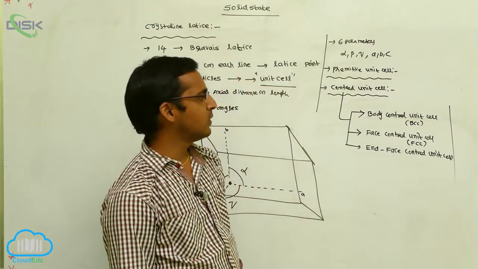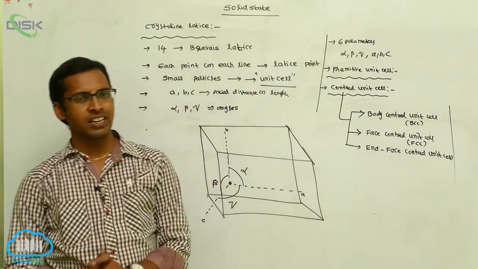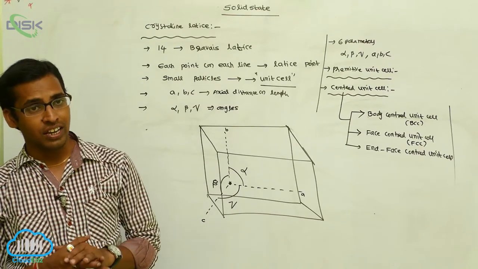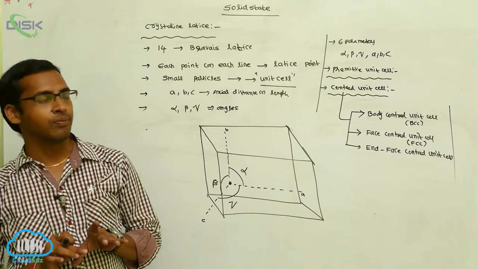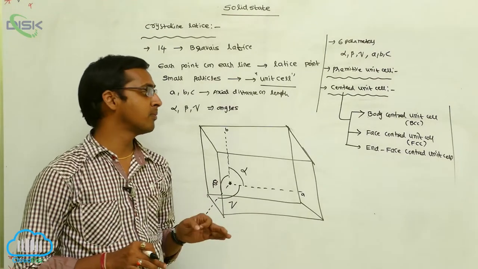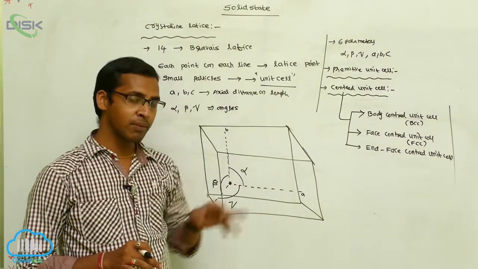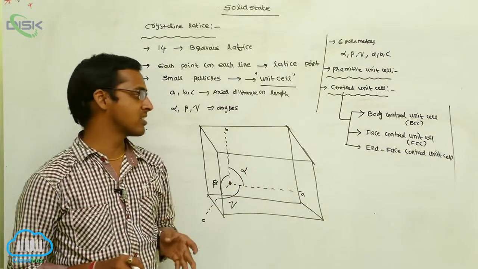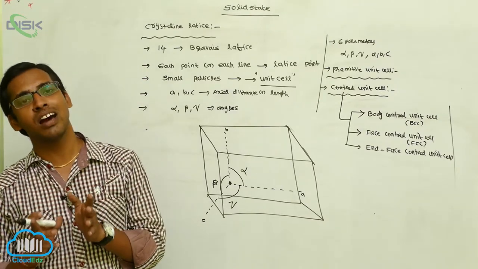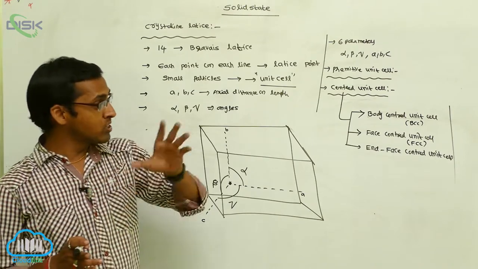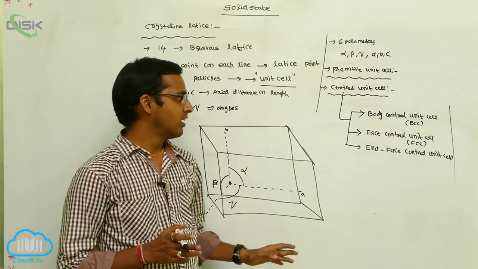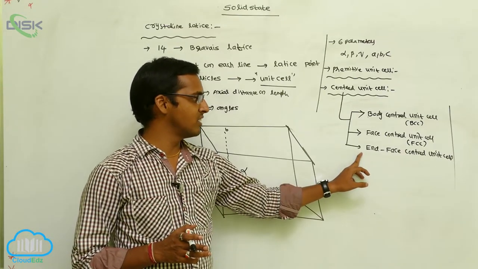In a body centered unit cell, the constituent particles are arranged at the corners and the center of the body. In a face centered unit cell, the constituent particles are arranged around the faces, besides the corners. An end face centered unit cell means the arrangement of constituent particles, atoms or ions, at opposite end faces along with the corners.